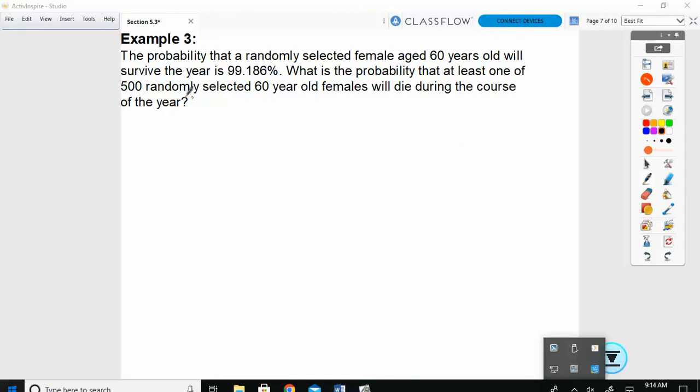Probability that at least one of 500 randomly selected females will die. I don't want to go through and calculate all those probabilities. It could be the first one dies and the other 499 live, or the second one dies and the others live. That's going to take me all day. But we know this is the opposite of them all surviving. So we just have to do 1 minus the probability that they all survive.